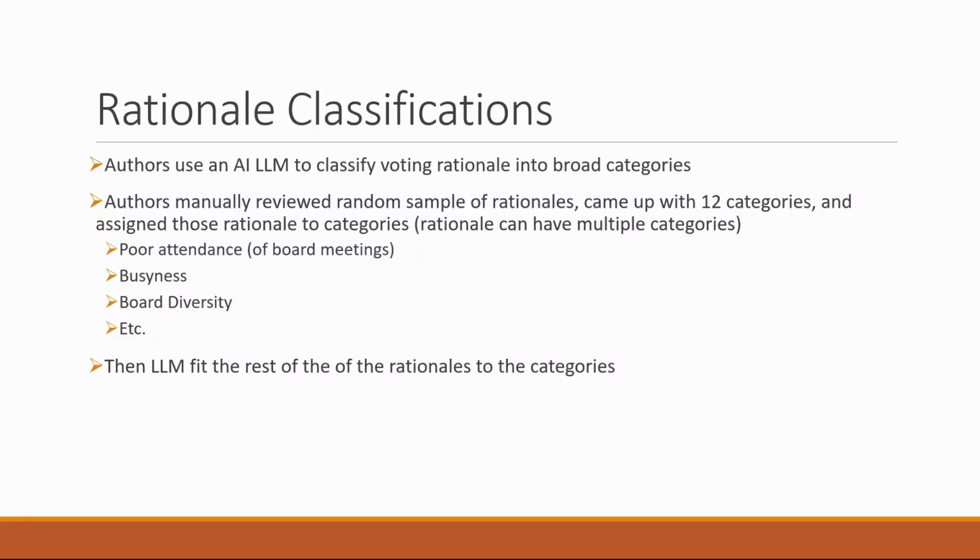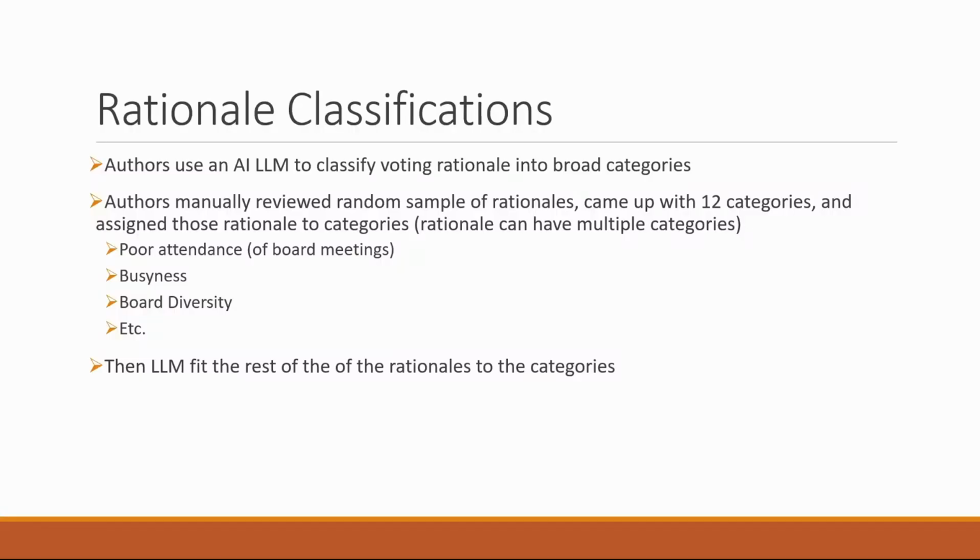Okay, and in terms of classification, they use an AI LLM model, LLM stands for large language model, right? So to classify voting rationale into broad categories. And they walk through how they're doing this. They manually reviewed a random sample of rationales, about 1,000 or so. And they came up with 12 categories based on the stated reasons in that random sample.